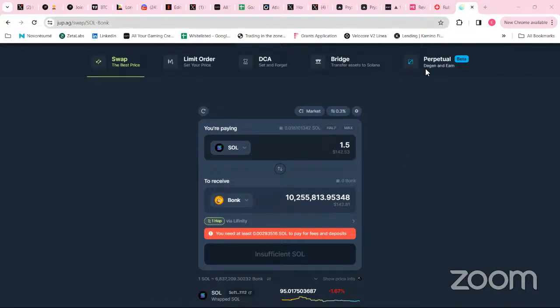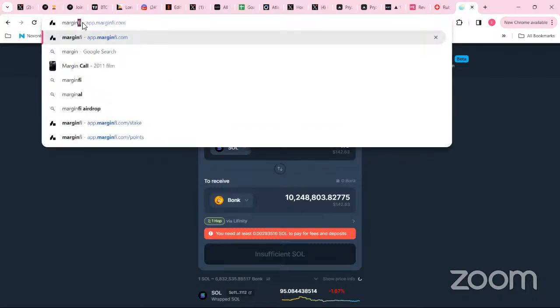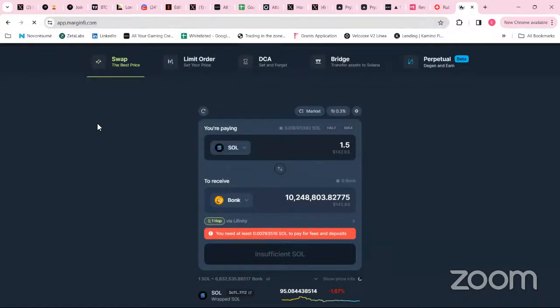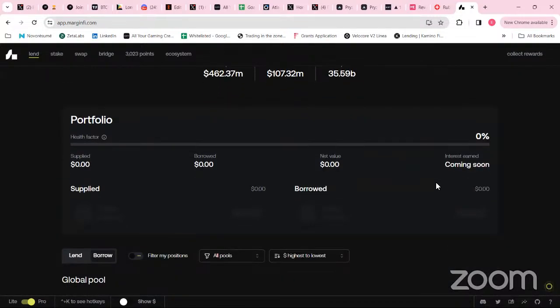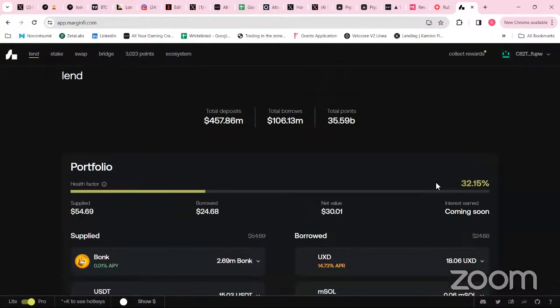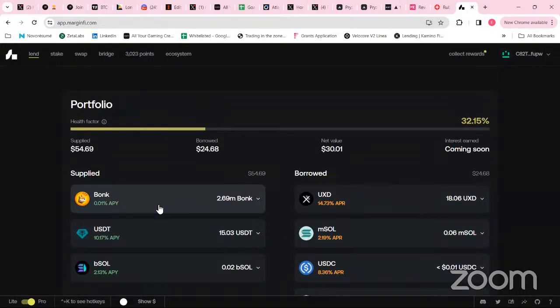Then how do I stake my Bonk? With Bonk, what I really do is not really staking, it's more like lending and borrowing. So you go to MarginFi. I would also drop the link to MarginFi in the chat box and on Telegram. On MarginFi, you can supply Bonk. If you look here, you can see that I supplied 2.69 million Bonk.